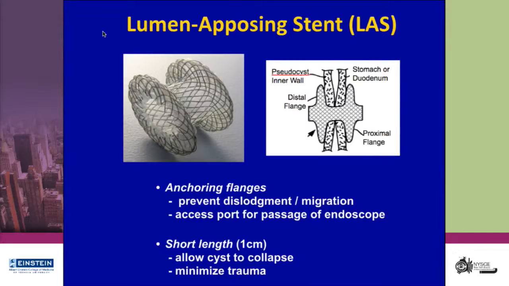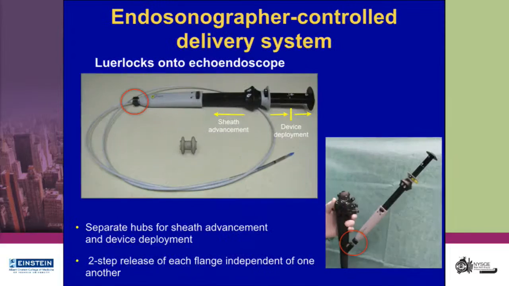Another strategy is to use a Lumen-Apposing Stent. So this is the stent that I developed specifically to enable us to perform necrosectomy more easily. It has anchoring flanges, as you can see here, that prevent the dislodgement of the stent as we go in and out of this access port for passage of our endoscope and necrosectomy. It has a short length of only 1 centimeter that allows the cyst to collapse and will therefore minimize trauma.